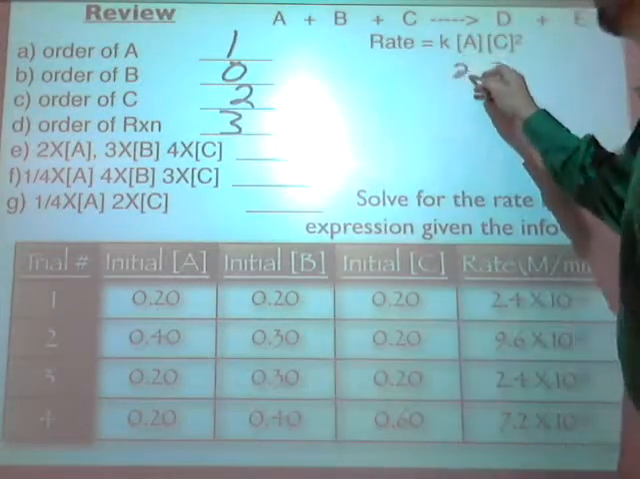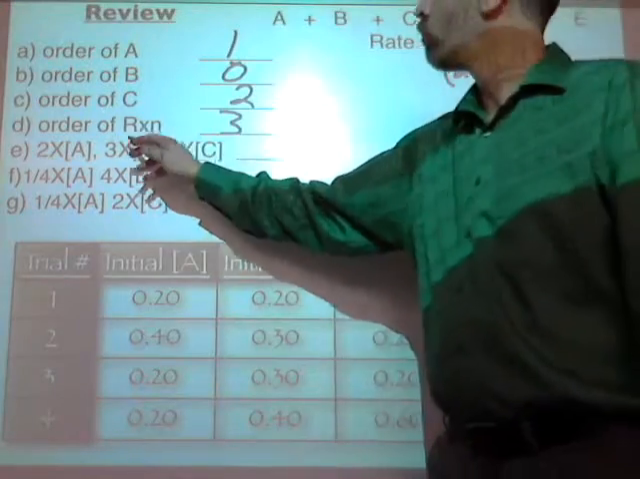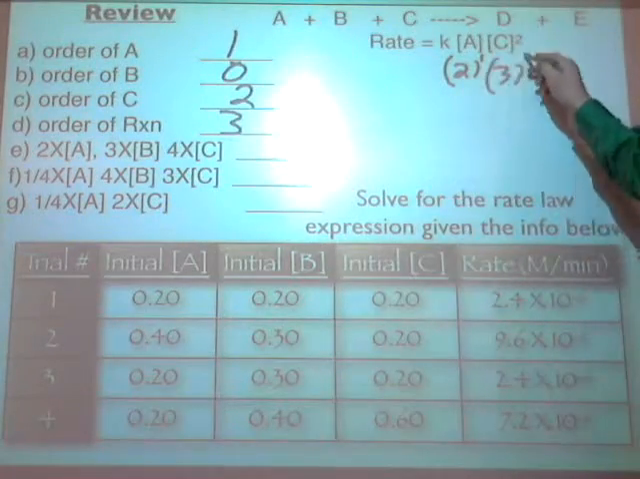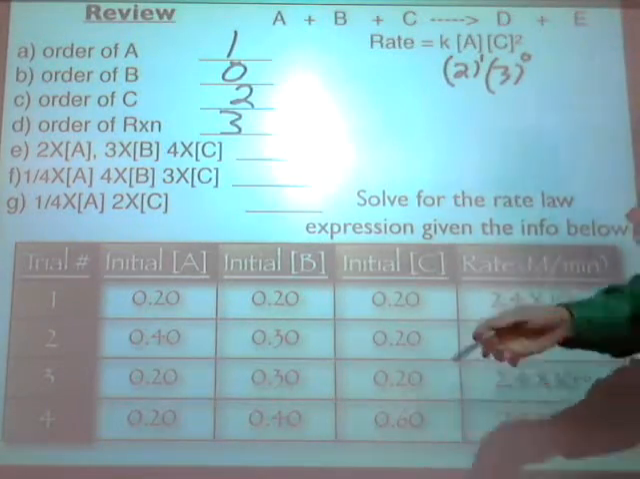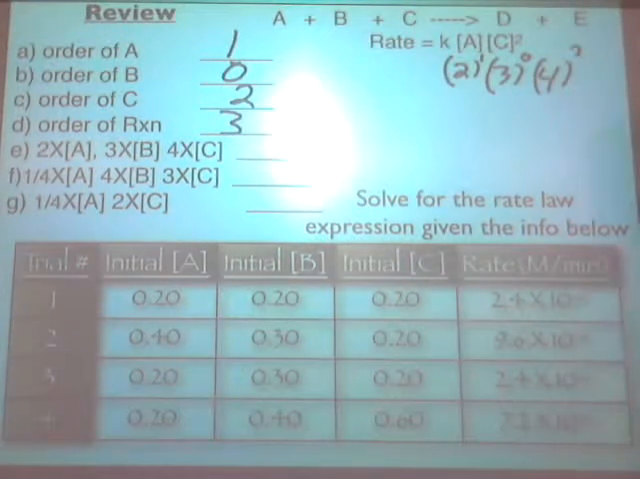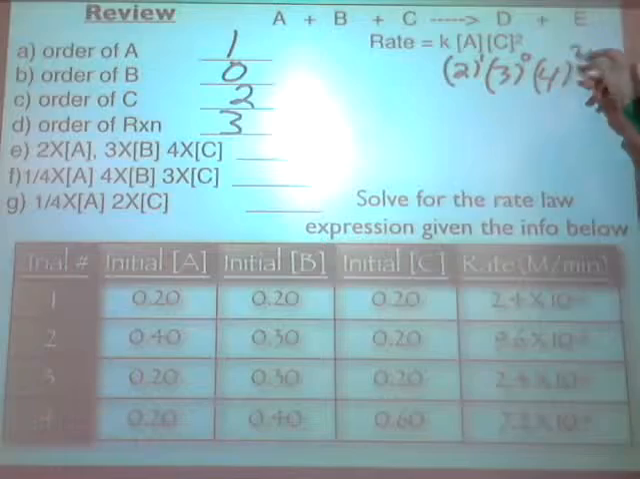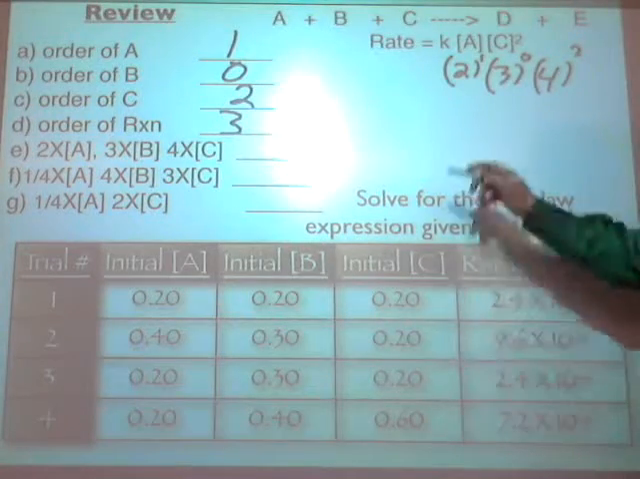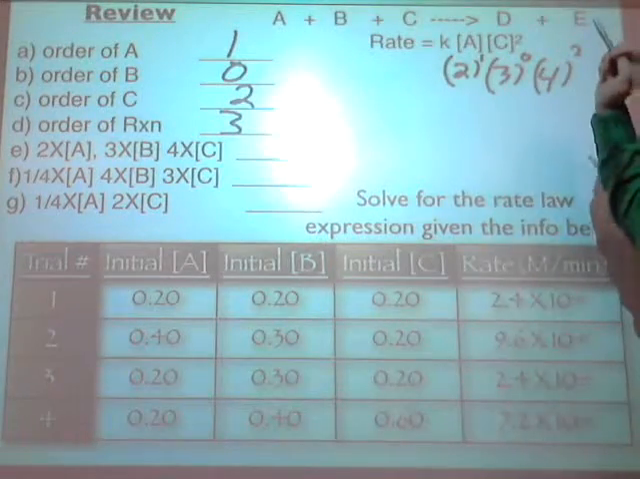Doubling A would be 2 raised to the first power. Tripling B would be 3 raised to the 0 power because he's not there. And quadrupling C would be 4 raised to the second power. All right, now there's easy, dumb mistakes involved. I just made one the last period. Okay, let's not make a dumb mistake here. What's 4 squared? 16 times 2 is? All right.